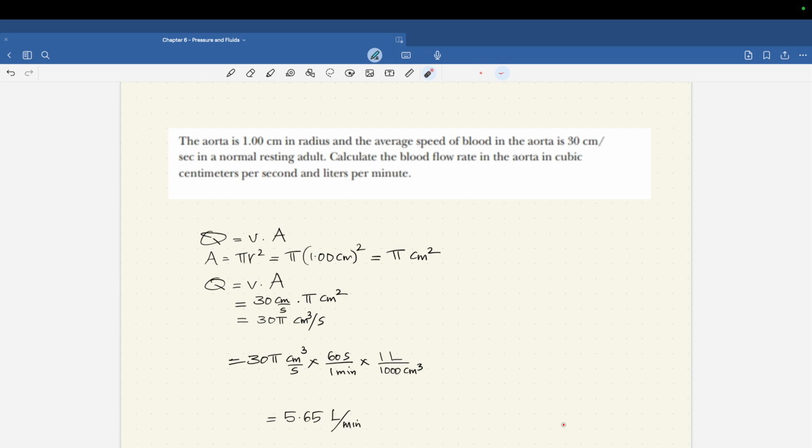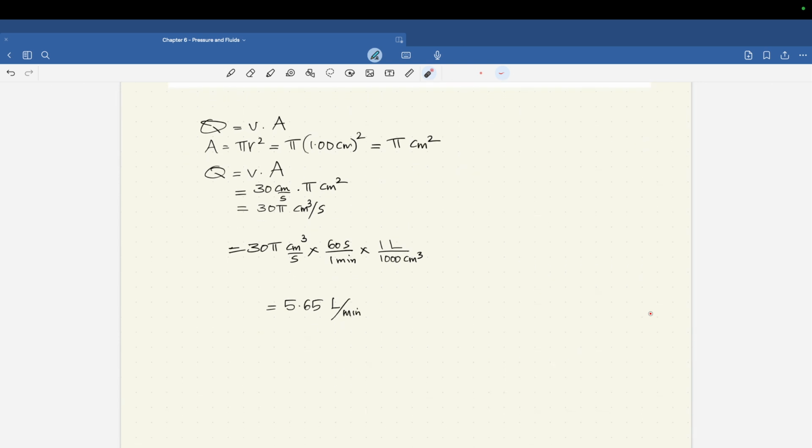This is real life. All the calculations we do are real life calculations. It's not made up numbers. So 5.65 liters of blood is flowing per minute through an adult, provided the adult is at rest. And when you have activity, of course, the rate increases. Okay, that should make sense.